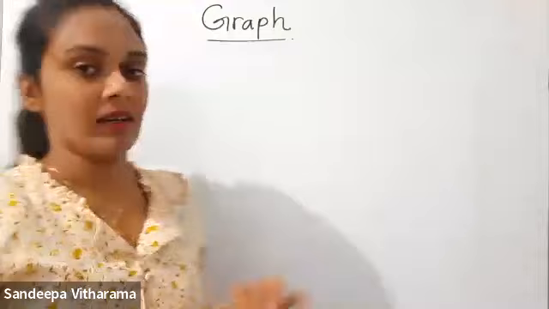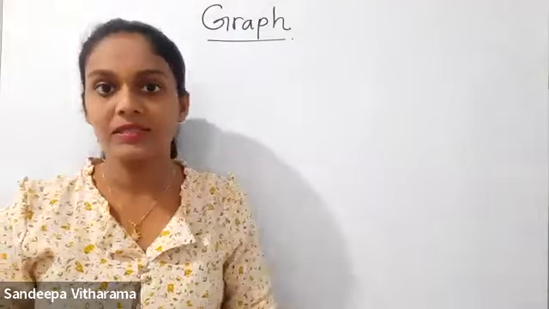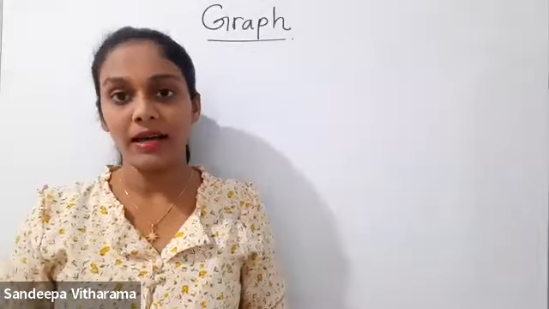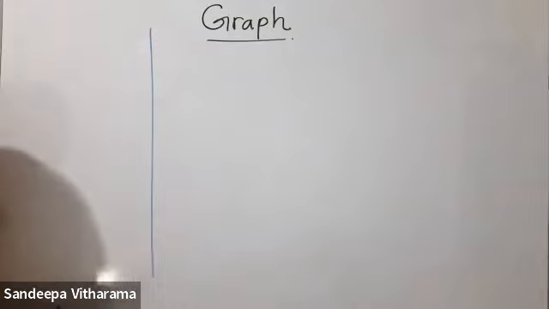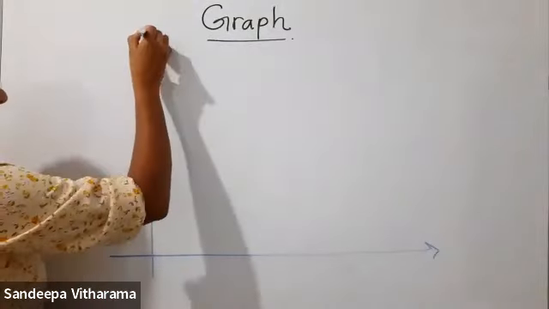When we learn about the graph, first of all, we should know what are the words related to this lesson. The first term that we need in the lesson of graph is coordinates. Then what is a coordinate? Graphs are drawn in a particular plane, then we call it a coordinate plane. It consists of two axes. What are they? They are called the x-axis and y-axis.